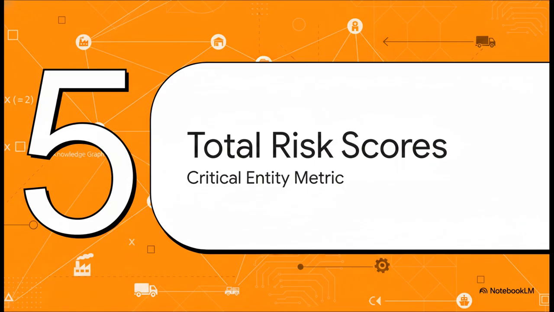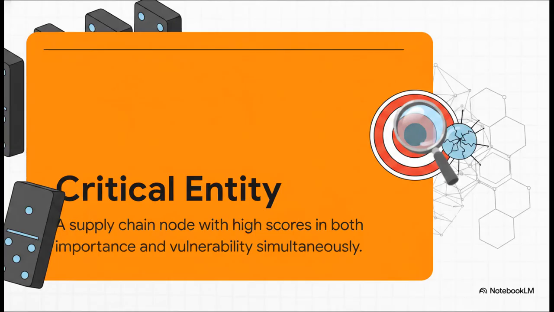Finally, Section 5, Calculating Total Risk Scores. So the crucial point is, how do we synthesize these two distinct models into one single metric? We define criticality. A critical entity is a node that registers high scores in both importance and vulnerability simultaneously. Think about it. A truly critical entity is both a heavy domino that can crush the network and a vulnerable target standing right in the line of fire.